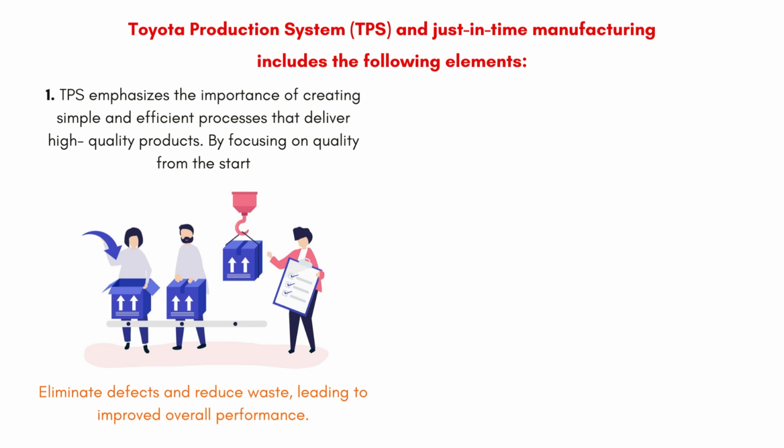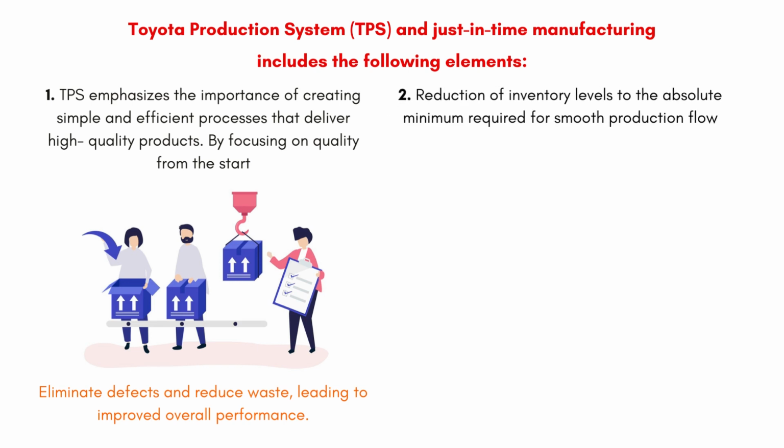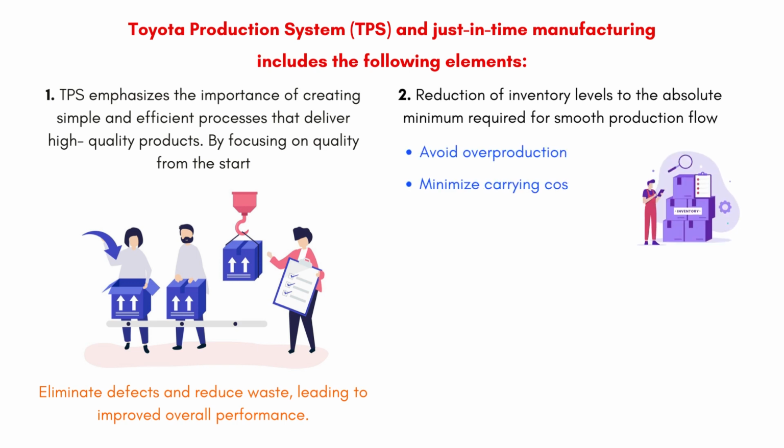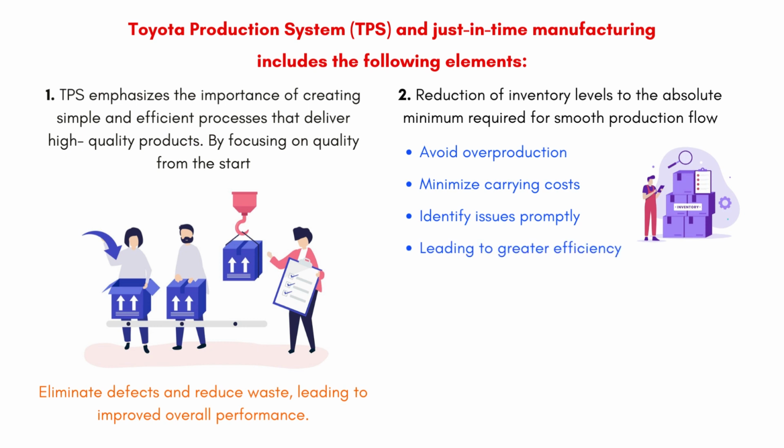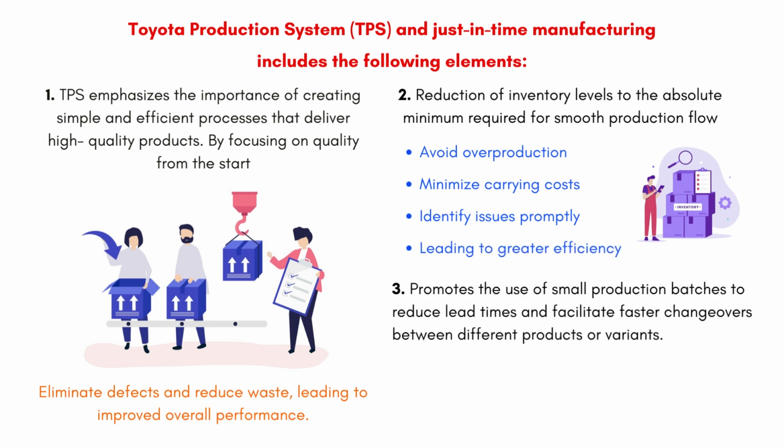Both TPS and just-in-time manufacturing advocate for the reduction of inventory levels to the absolute minimum required for smooth production flow. This helps to avoid overproduction, minimize carrying costs, and identify issues promptly, leading to greater efficiency. TPS promotes the use of small production batches to reduce lead times and facilitate faster changeovers between different products or variants. Producing in smaller batches enables greater flexibility and responsiveness to customer demands.